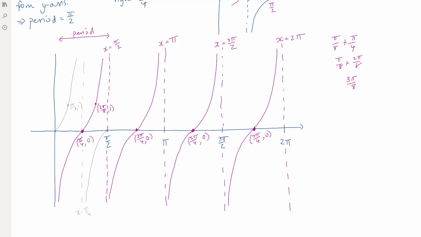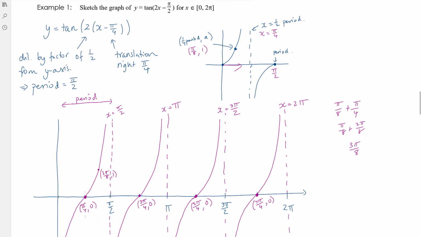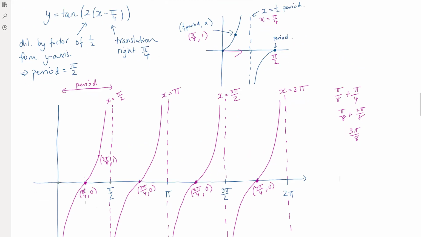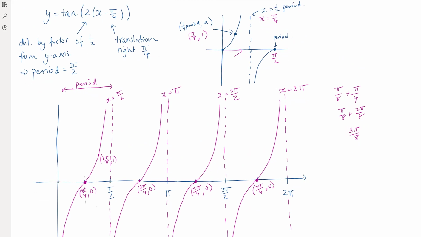So the purple graph, I'll just erase some of the grey graph so that it's not adding a bit of confusion there. The purple graph is our graph of y equals tan of 2x minus pi on 2, which is the same as tan of 2 times x minus pi on 4.